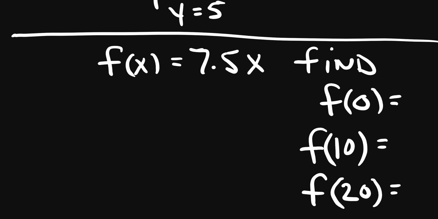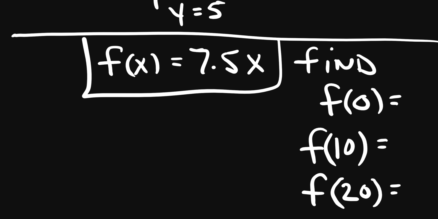All right, so here's our example, and this is on page 177 of our textbook. The equation is f of x equals 7.5x, and they want us to find f of 0. Okay, so f of 0 is, I'm going to plug in 0 for the x in this equation here. That's what the problem is. So that's easy. So that means f of x equals 7.5x, and we're finding f of 0.